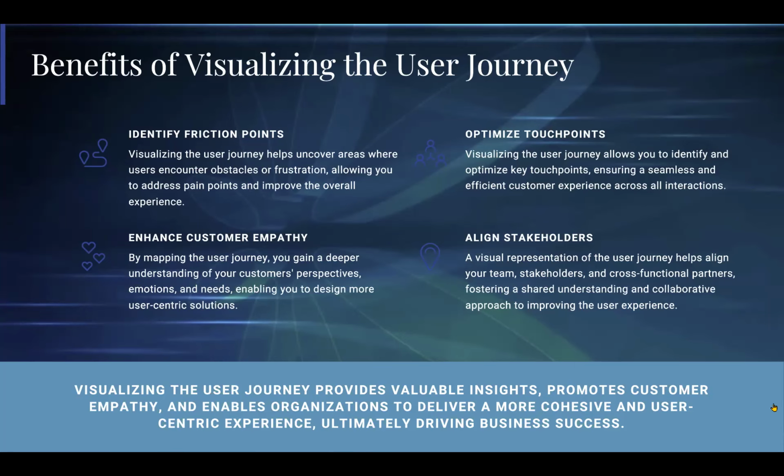When you put pen to paper and draw out a plan, like a blueprint, remember the analogy of building a house. If you don't have a blueprint of a house, how would you know what you want to do? This is quite applicable to visualizing the user journey as well. It helps you to identify the pain points and friction points, where users may encounter frustration or obstacles, allowing you to address the pain points even before they materialize and improve the overall experience.